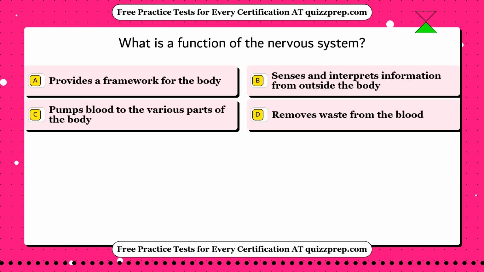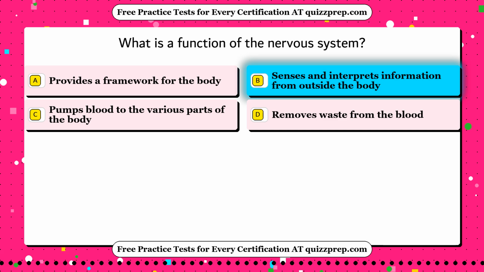Question 77. What is a function of the nervous system? Option A. Provides a framework for the body. Option B. Senses and interprets information from outside the body. Option C. Pumps blood to the various parts of the body. Option D. Removes waste from the blood.